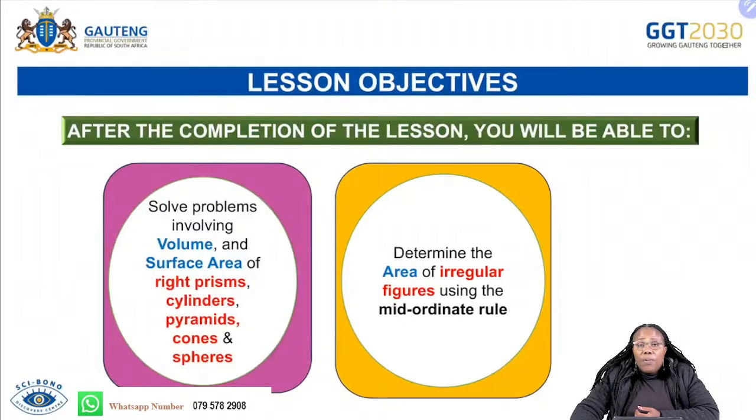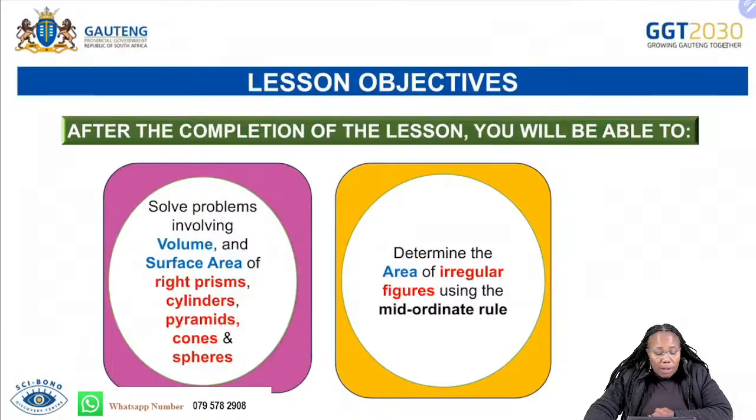After the completion of the lesson, you will be able to, number 1, solve problems involving volume and surface area of right prisms, cylinders, pyramids, cones, and the sphere. Secondly, you must be able to determine the area of irregular figures using the mid-ordinate rule. There's a rule that you need to follow in order to determine the area of these irregular figures.